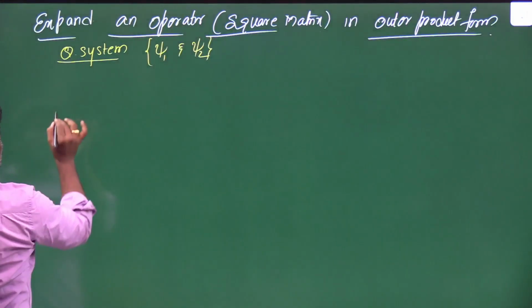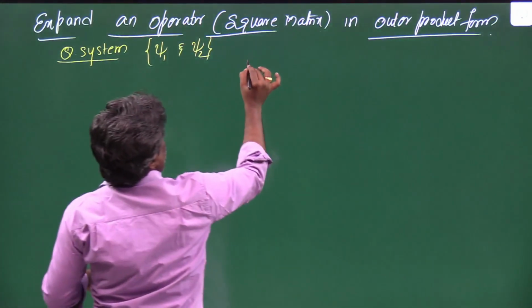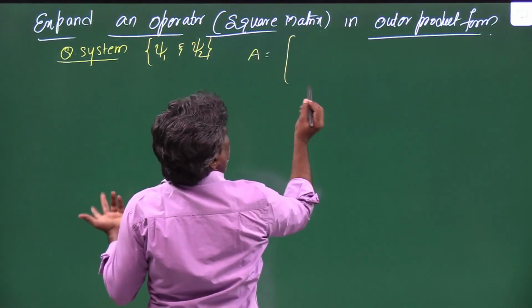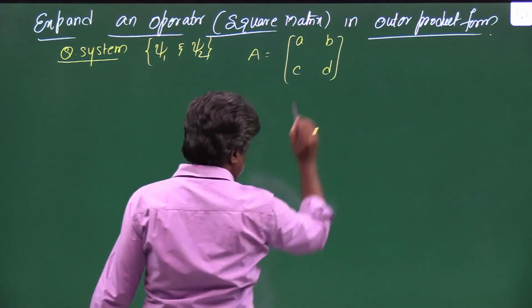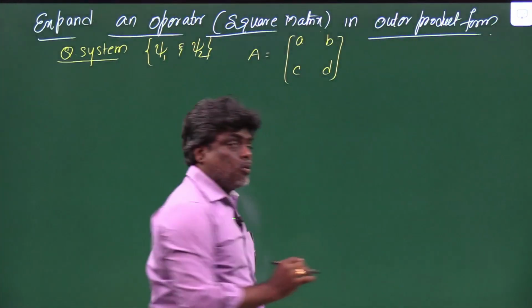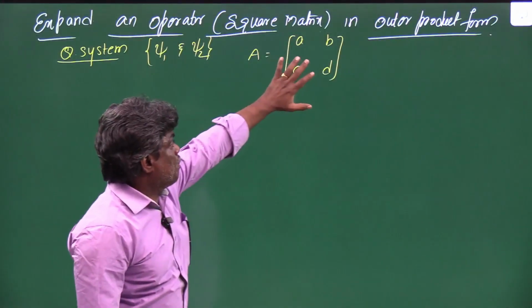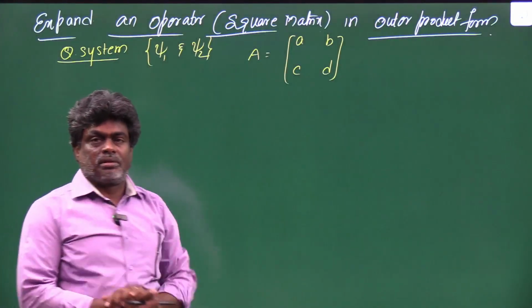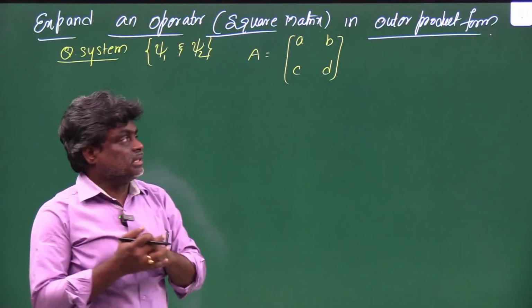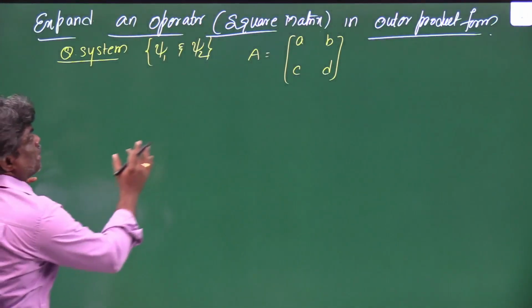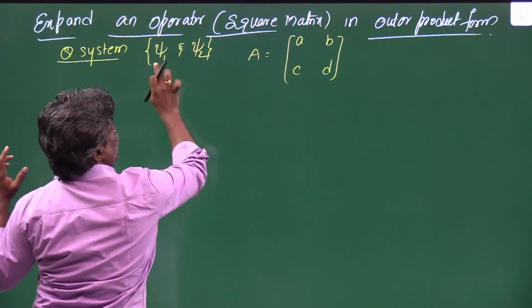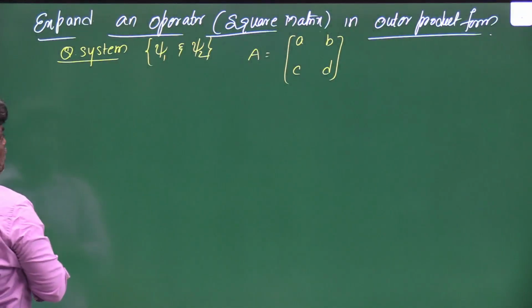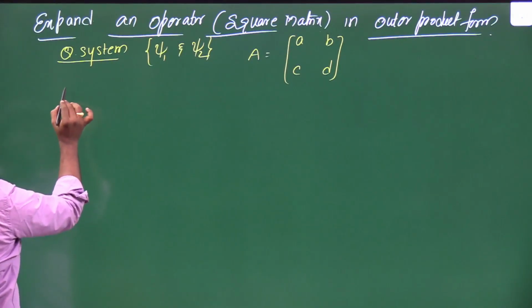Okay, so I am considering an operator A equal to a square matrix, let us say A, B, C, D. It's a square matrix. How can we write this operator in the form of outer product? It's very important for our computation, it's very crucial. So how can we express this operator in terms of outer products of these basis states? I will tell you a small technique, sir, please listen.